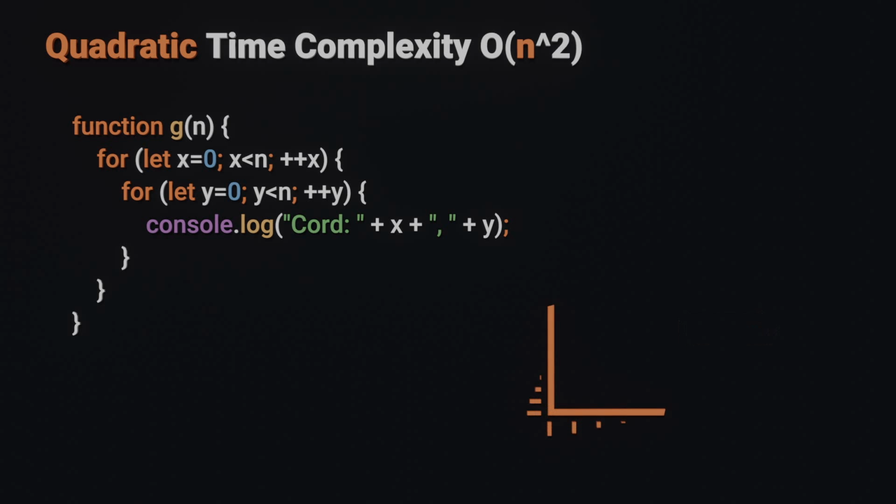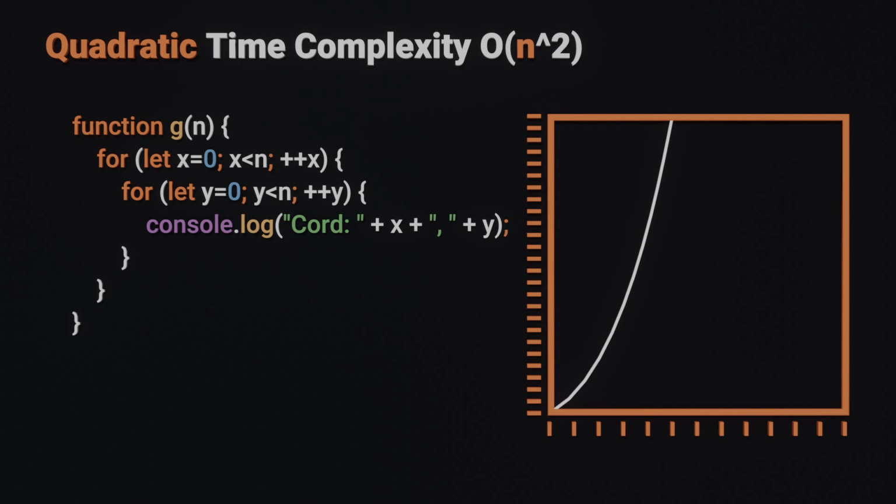Plotting this function on a graph would look something like this. As the value of n increases, it will take even more time to execute this code compared to a linear solution.